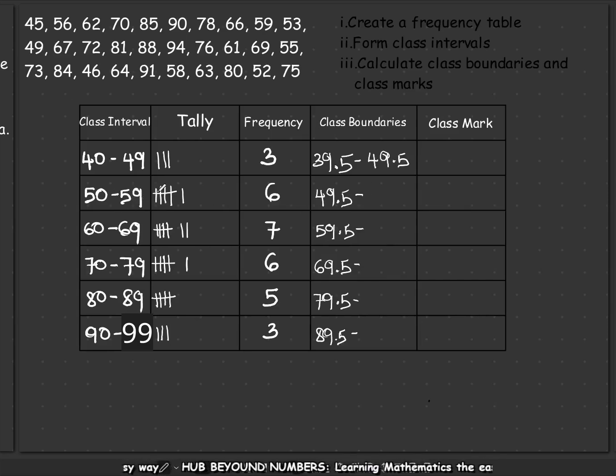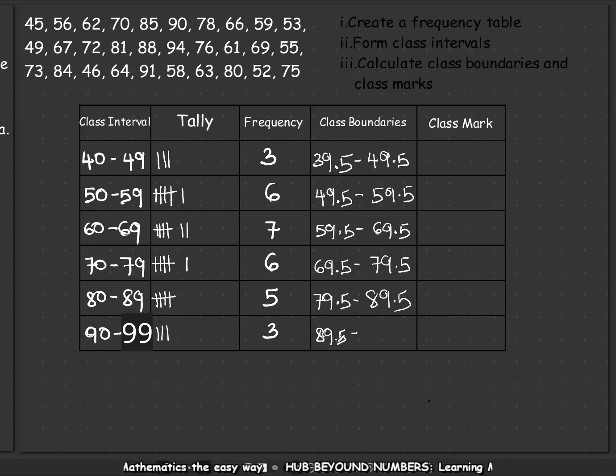Then we come to 59. 59 plus 0.5 gives us 59.5. So you realize that it's just the previous ones that you are writing. It simply means I'm going to get 69.5 here, 79.5 here, and 89.5 here. Then the last one, which is 99.5. So we have 99.5 over here.